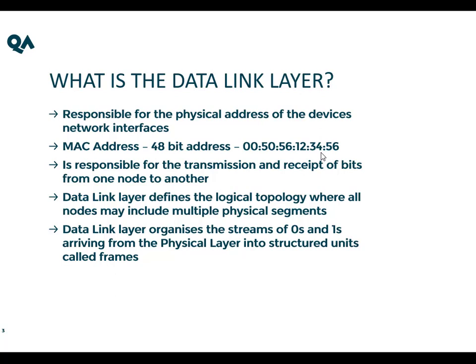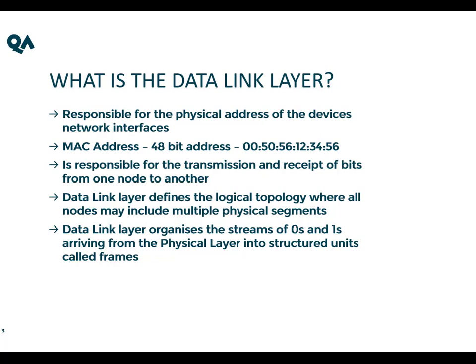The data link layer defines the logical topology where all of the nodes may include multiple physical subnets. So I may have 2 physical subnets divided by a device called a bridge, or I might have multiple devices all connected centrally into a device called a switch. And the data link layer organizes the streams of zeros and ones that come from the physical layer into structured units that we call frames.